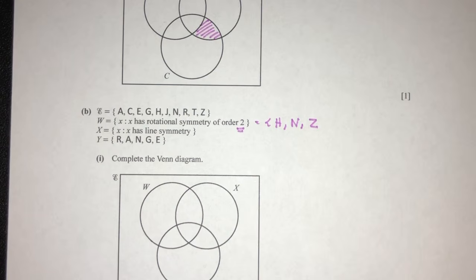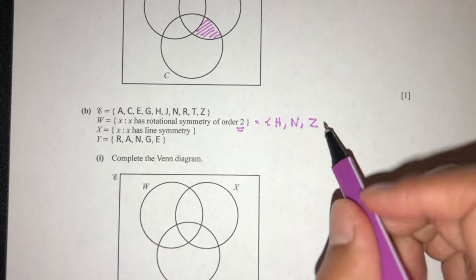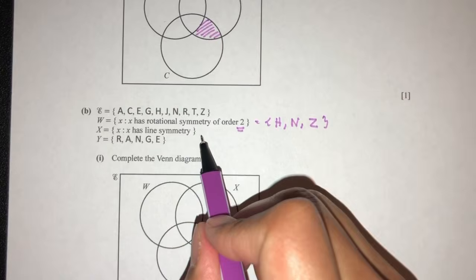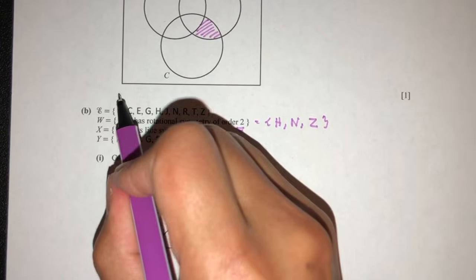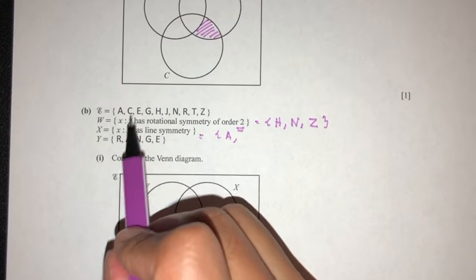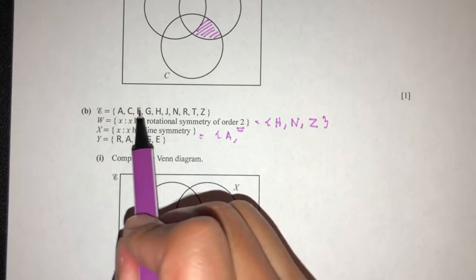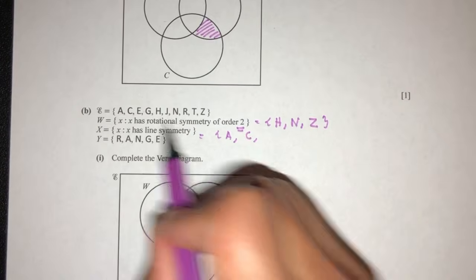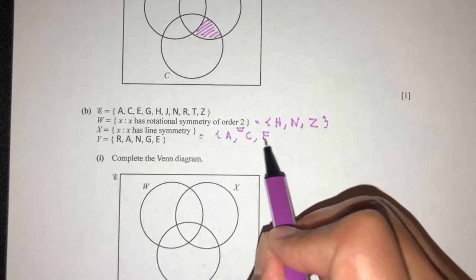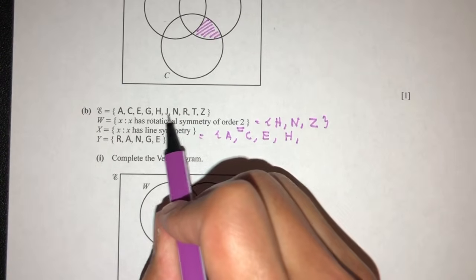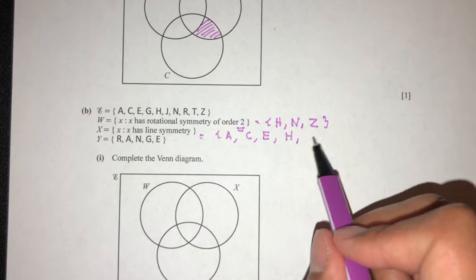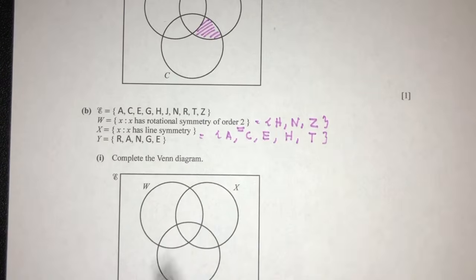So we have H, N, Z. Do we have something else? No, I don't think so. That will be the only 3 elements for W. How about this one? Has a line of symmetry. A, yes, right here. C, I guess this way. E, this way. G, no. H, yes. J, no. N, no. R, no. T, yes. And that should be about it.